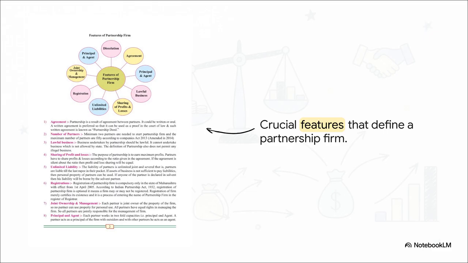Well, it means partners are personally liable right down to the last rupee in their pocket if the business assets fall short. So if the firm cannot pay its debts, creditors can and absolutely will come after your personal private property. It is a massive financial commitment.